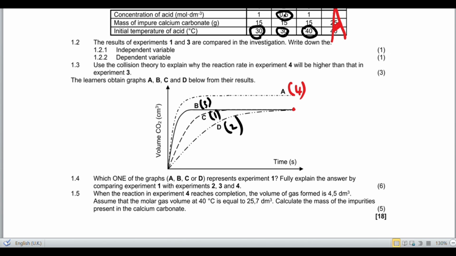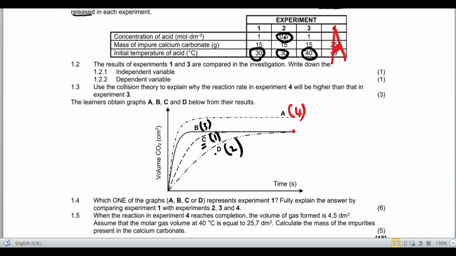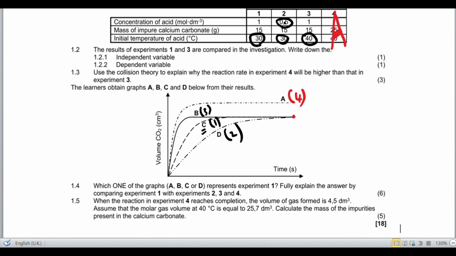This question: which one of the graphs A, B, C or D represents experiment 1? So we can see that it is C. C represents experiment 1 because experiment 1 has a higher concentration than experiment 2, and a lower temperature than experiment 4. Then you can use the collision theory to explain. Then we have finished that.